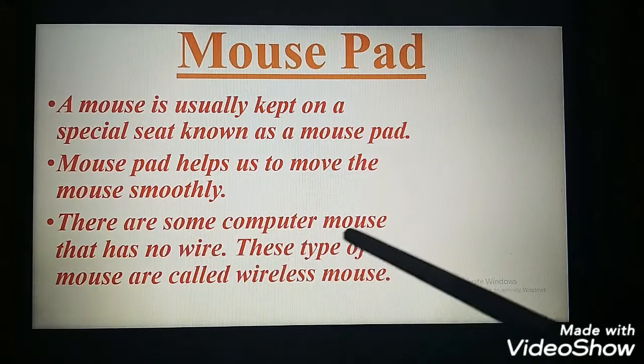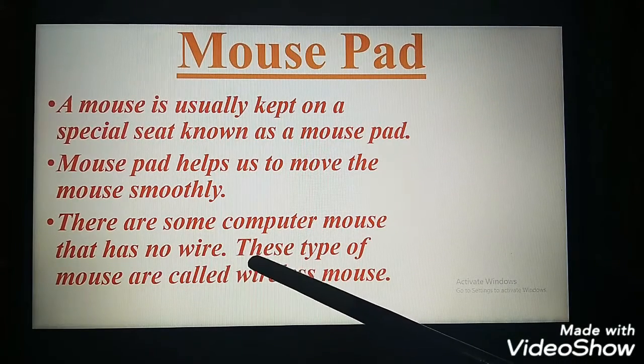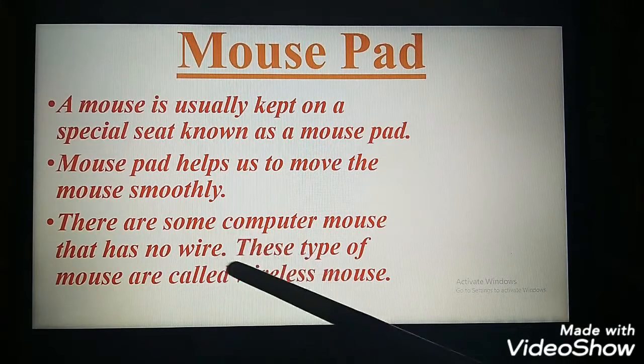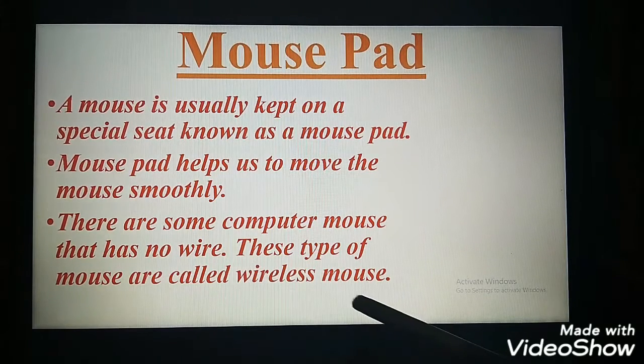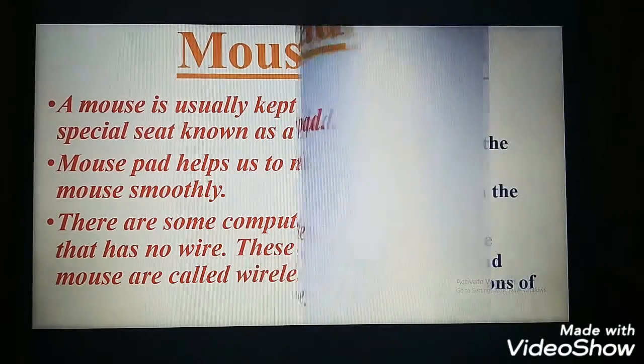There are some computer mice that have no wire. Nowadays, some mice have no wire, and these types of mice are called wireless mouse. Why is it known as a wireless mouse? Because it has no wire.